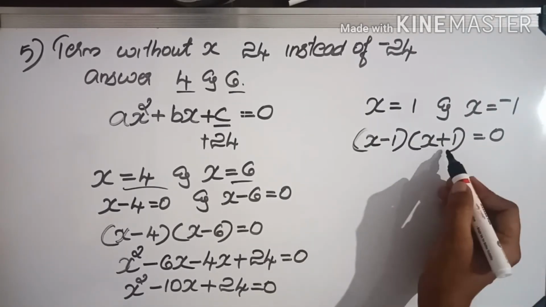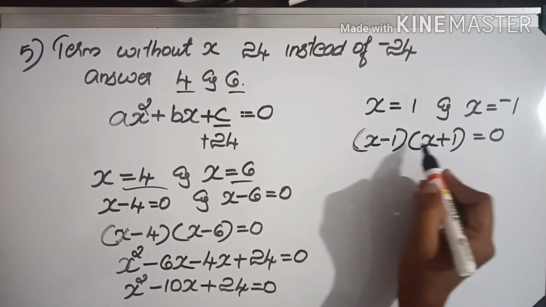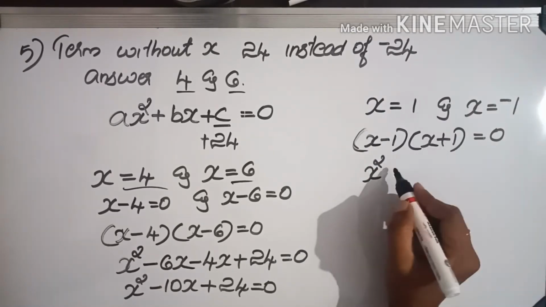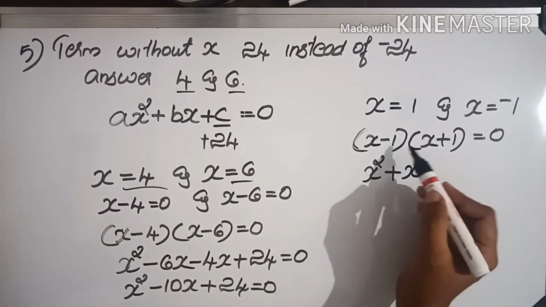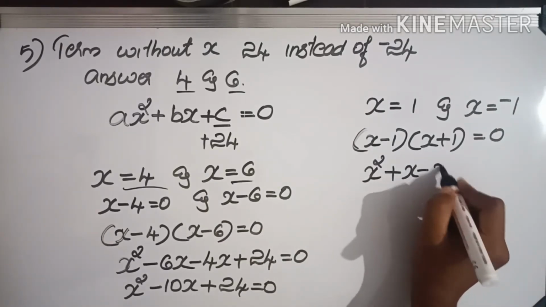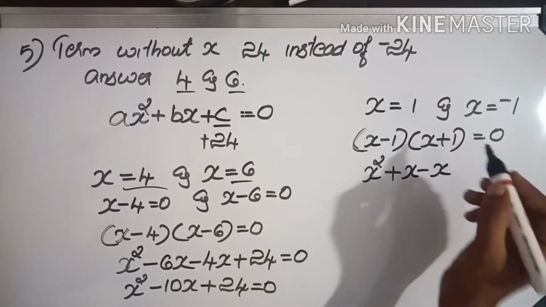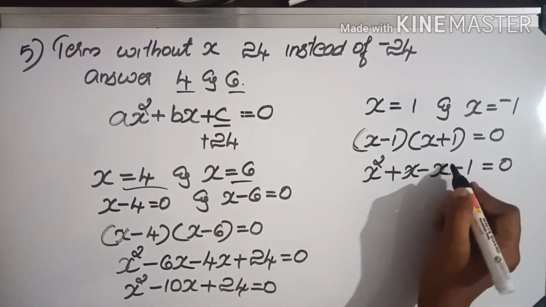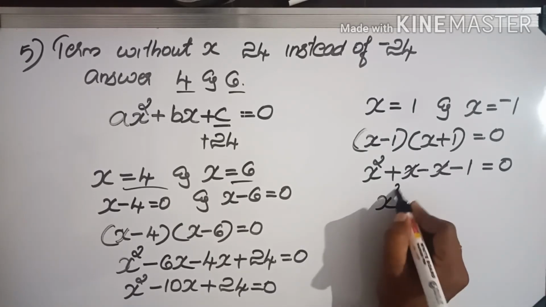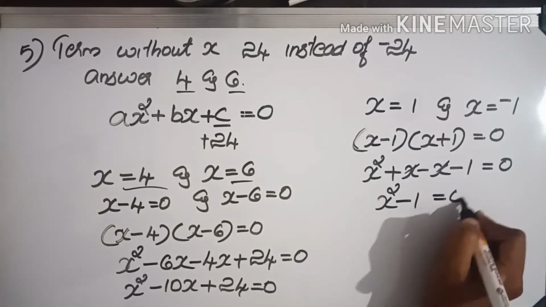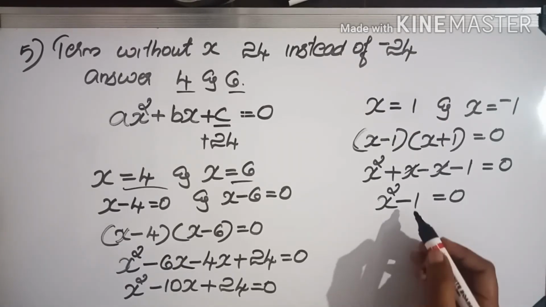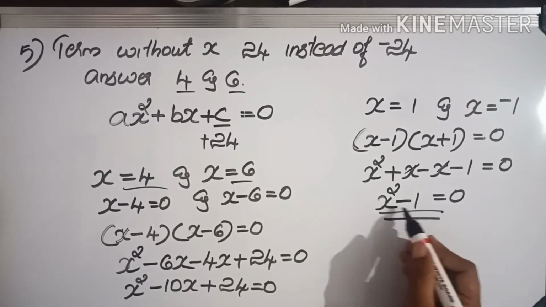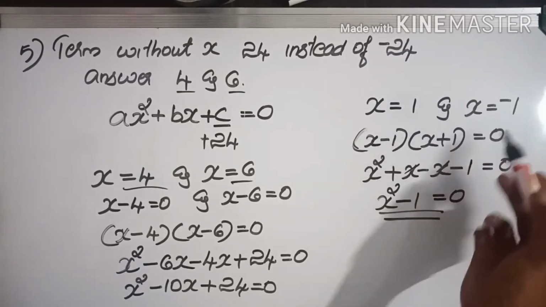Okay. Now by opening this bracket, we will get one equation, that is x into x. x into x is x square, x into positive 1, that is plus x, then minus 1 into x, that is minus x. Now minus 1 into plus 1, that is minus 1, equal to 0. Here plus x and minus x we can cancel. x square minus 1 equal to 0. This is also a second degree equation. Here the x term is missing, that means the coefficient is 0, that's why. When you solve this second degree equation, we will get the same answer.